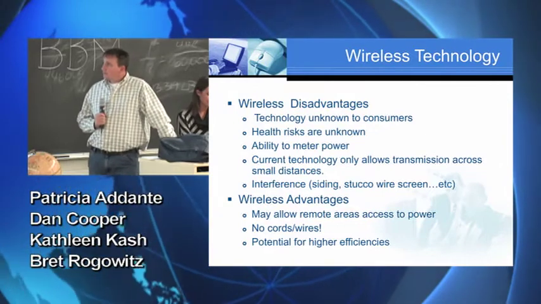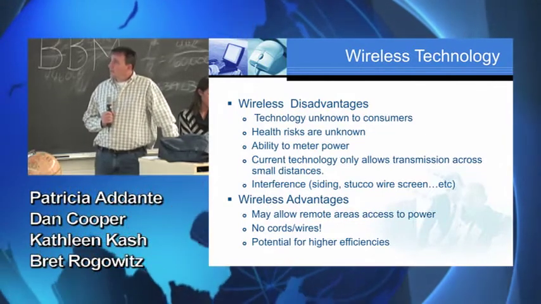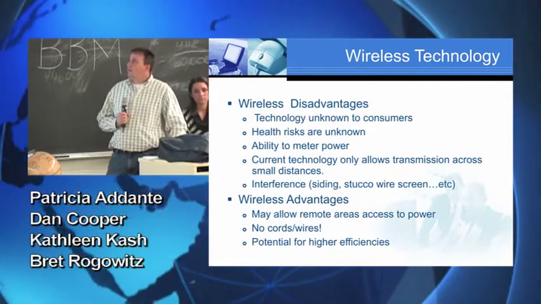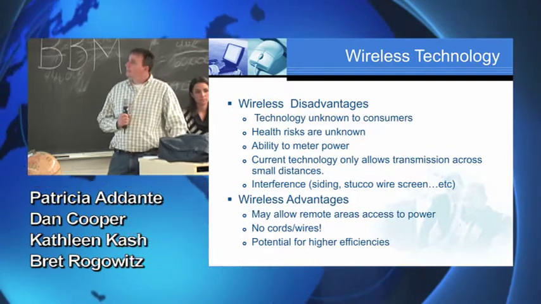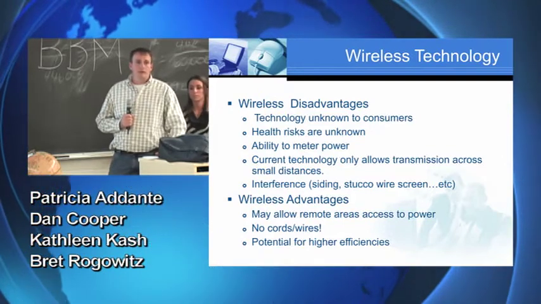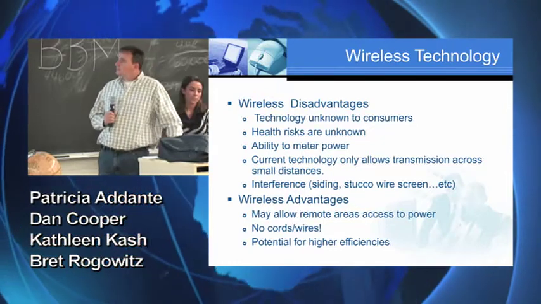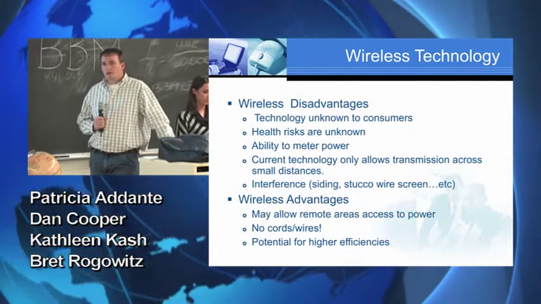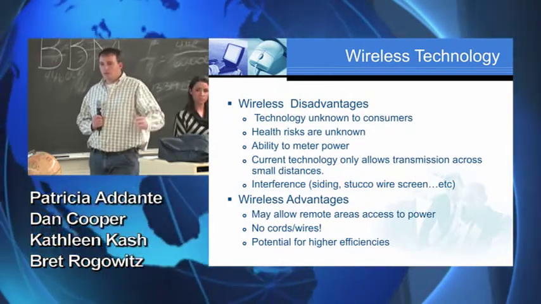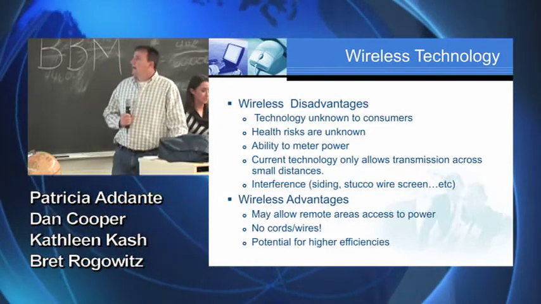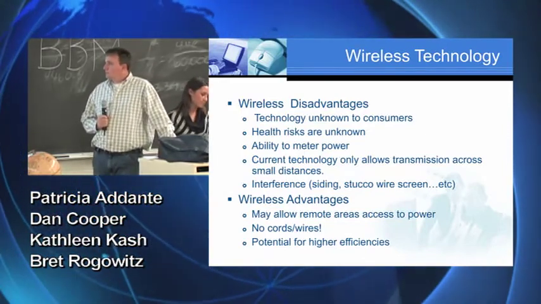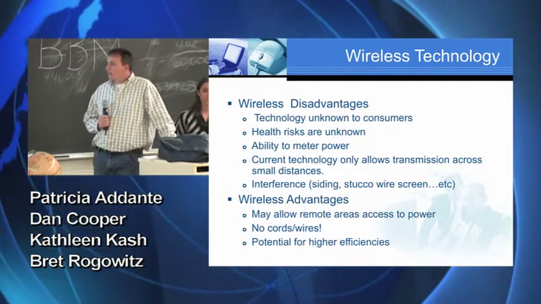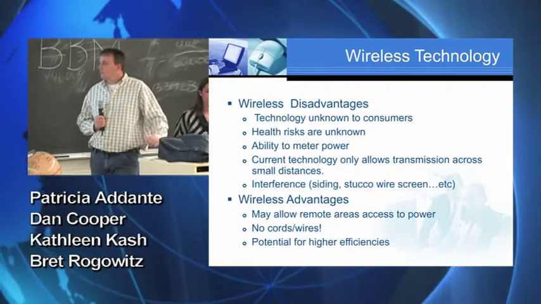Disadvantages of wireless technology. Wireless disadvantages are that the technology is not known to most consumers. The health risks are unknown, could be cancer causing, and more research needs to be done. With wired, we have the ability to meter power easily. Wire goes into a meter, goes out of the meter, and we can tell how much power is used. The current technology only allows transmission across small distances. Interference, some siding and stucco screen wires interfere with wireless.